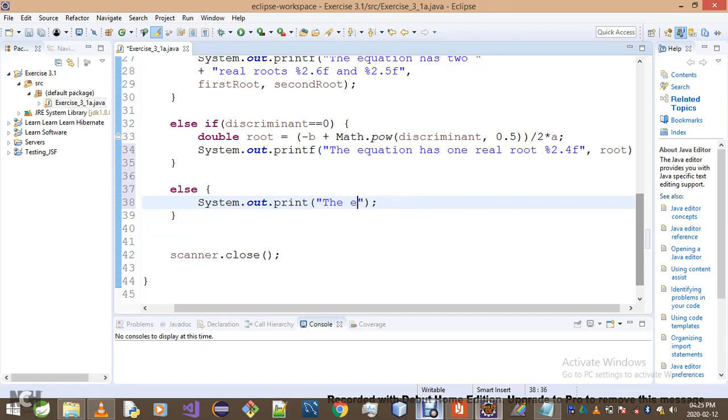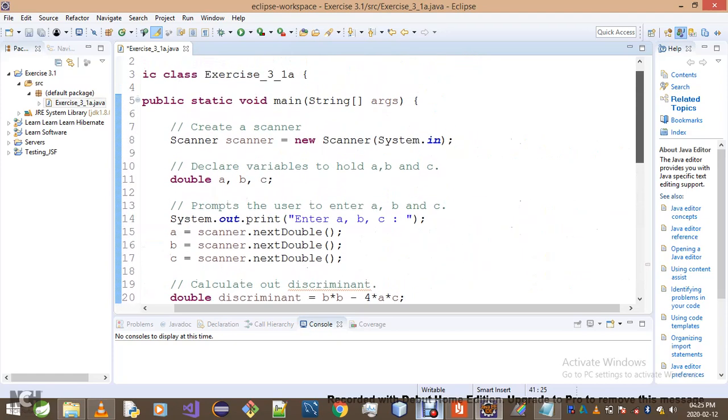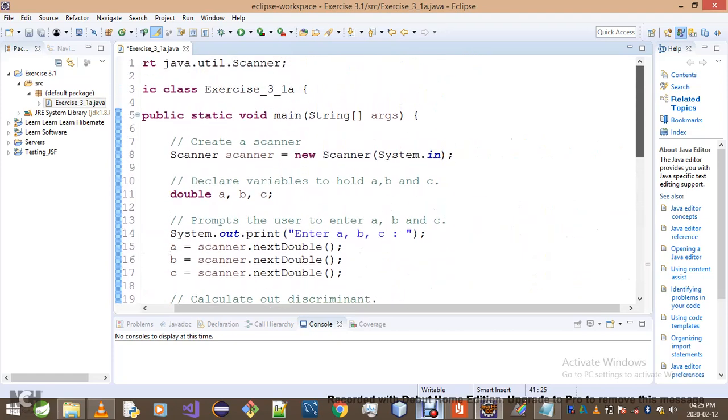The equation has no roots. That should be it for this tutorial, folks. Again, I strongly recommend people comment out their code. So let's start over right at the top.